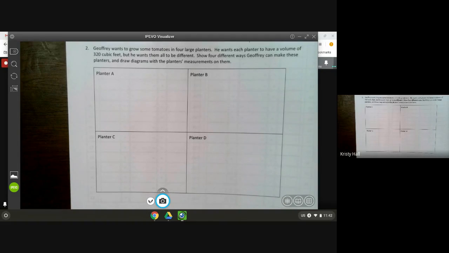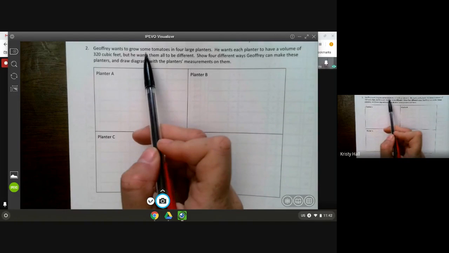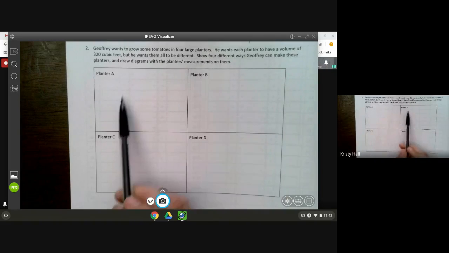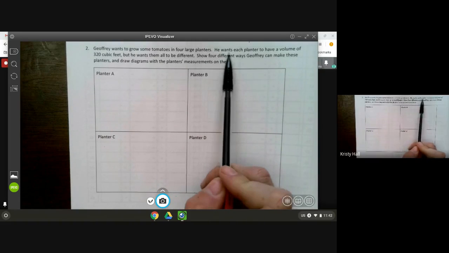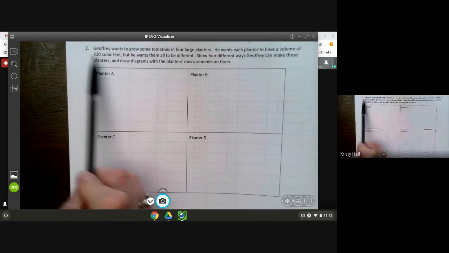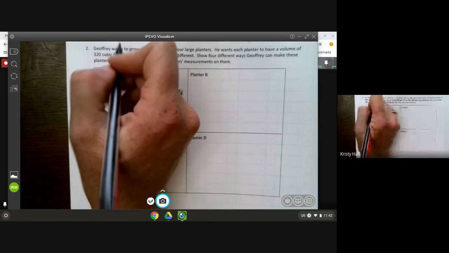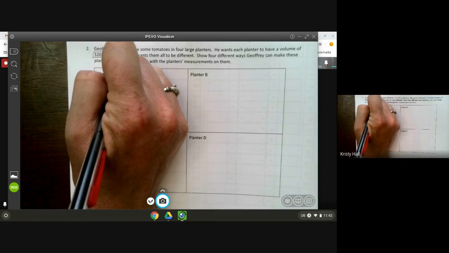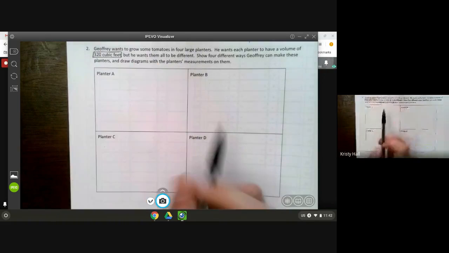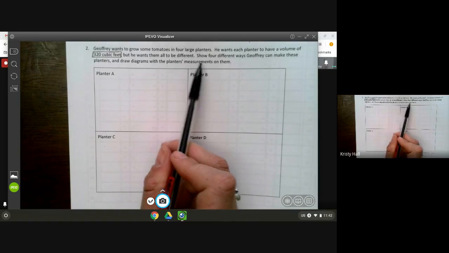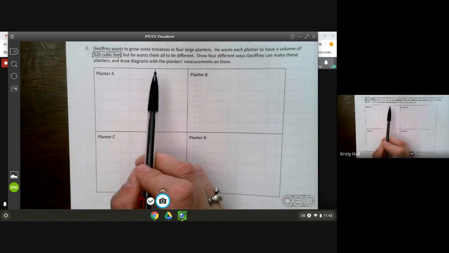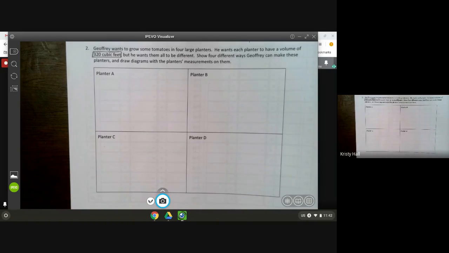Okay, so let's think about what this is asking us. He wants to grow some tomatoes in 4 large planters. So these are the 4 planters that are labeled. He wants each planter to have a volume of 320 cubic feet. So that's important. That's what we're looking to create here. But he wants them all to be different. Show 4 different ways Jeffrey can make these planters and draw diagrams with the planter's measurements on them.